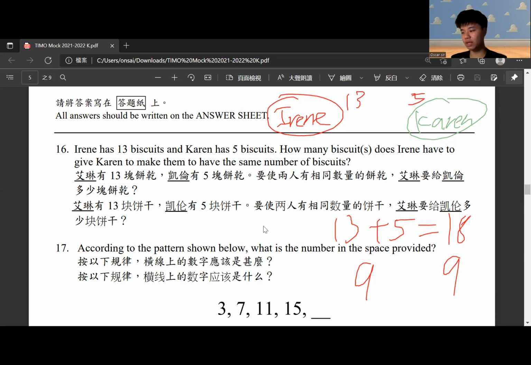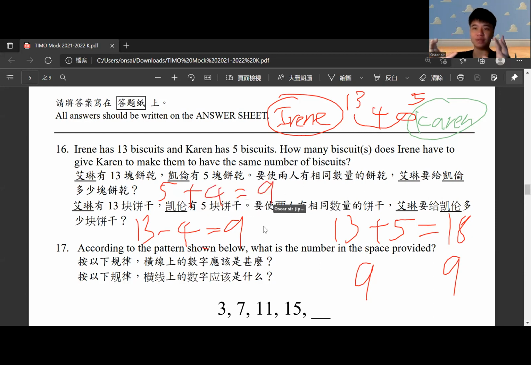Iron just gives 4 bakers to Karen, and then Iron has 13 minus 4, which is 9, right? And then Karen has 5 plus 4, which is 9. So this time they have the same number of bakers. Okay, so in this type of question, we just think about how many is the total number. Just like this question, we add 13 to 5, we get 18.